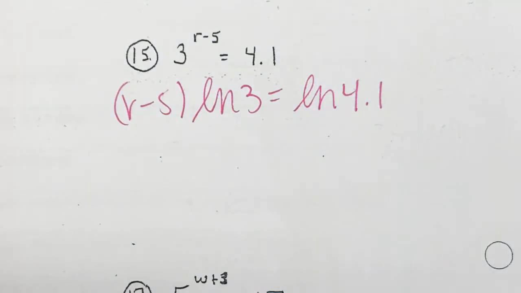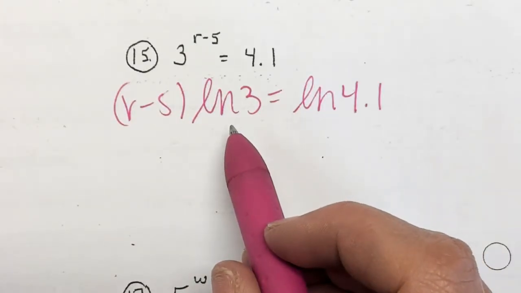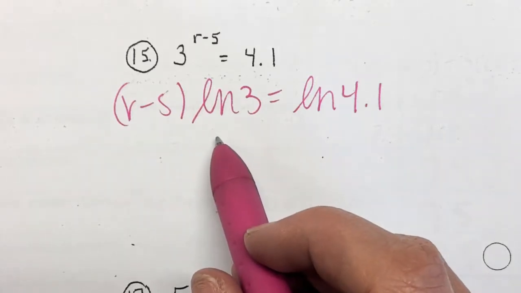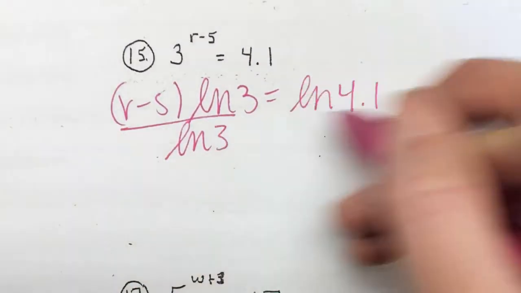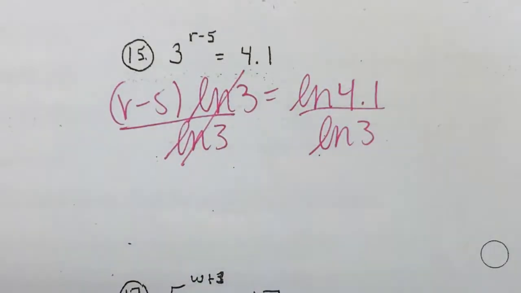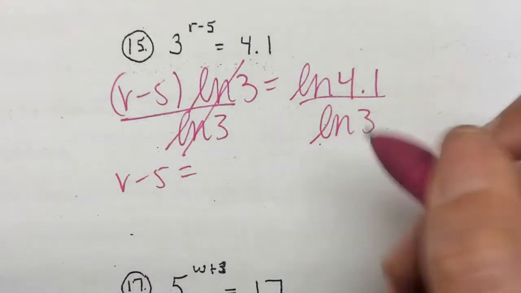R. What should we do first? We could, but the 5 is attached to this. Divide by what? 3. The 3 is attached to ln. Yes, divide by ln 3 is what I would do first. So that way these cancel out. You'll have r minus 5 equals whatever this is.